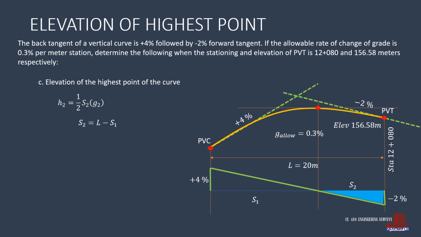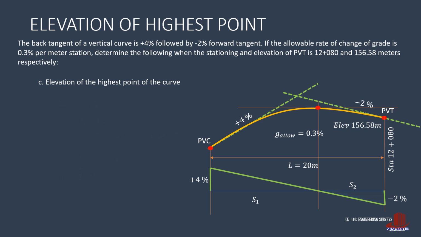So let's solve S2 first from the total length minus S1. That is 20 minus 13.3333, which turns out as 6.6667. Use this value as the base in the area of a triangle. That is half of 6.6667 times the height of 0.02. Disregard the sign of the gradient as we are looking for an area anyway. H2 comes out as 0.0667.